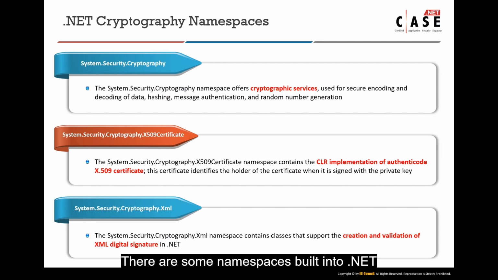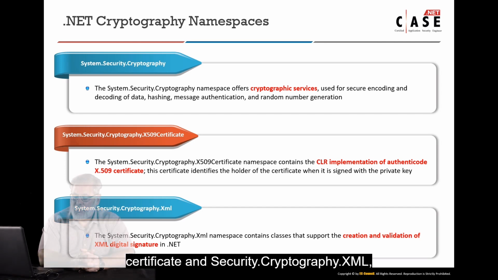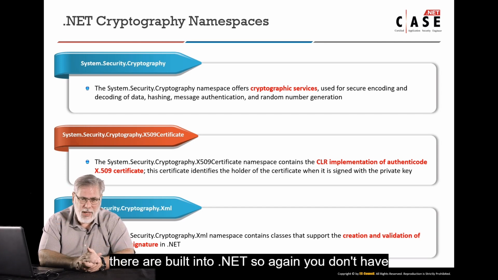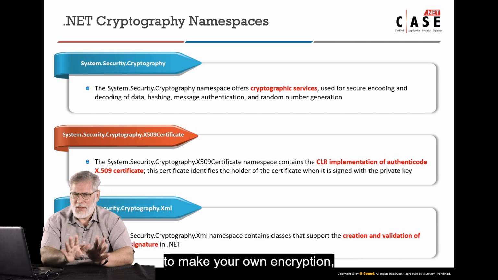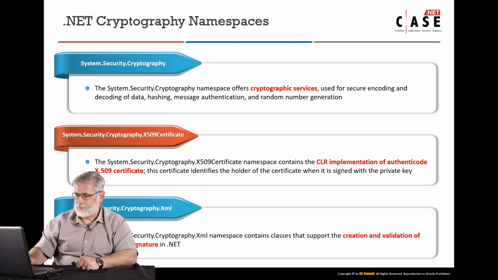There are some namespaces built into .NET that have all of this there for you. The System.Security.Cryptography, the System.Security.Cryptography.X509Certificates, and System.Security.Cryptography.Xml. These are built into .NET, so again, you don't have to make your own encryption. You don't even really have to know how the algorithms work. You just have to know which ones to use.